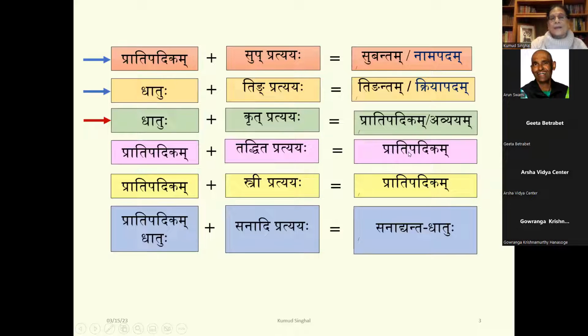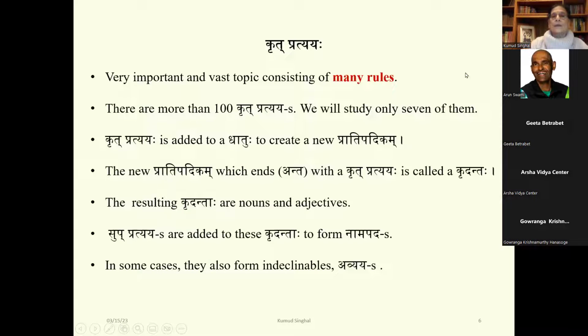So this was an overview of the other suffixes, Tadhita, Stri, and Sanadi. Sup and Ting we have already studied. So now we will study the Krit suffixes. And Krit suffixes are added to a root to get a new Pratipadikam or an Avyaya. Okay, so Krit Pratyayas, Krit suffixes.